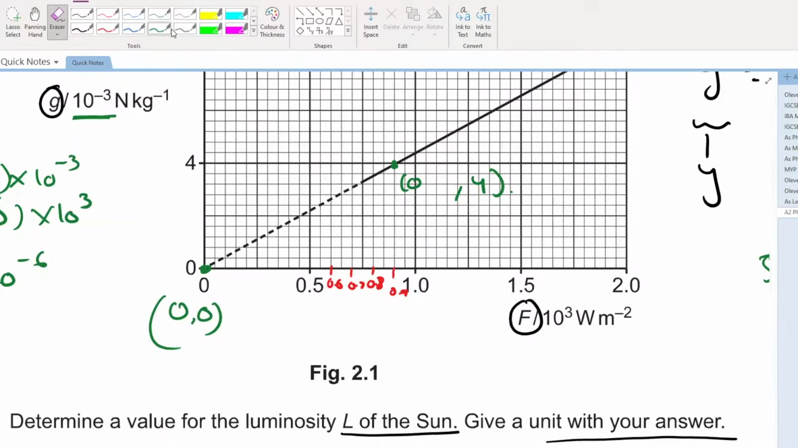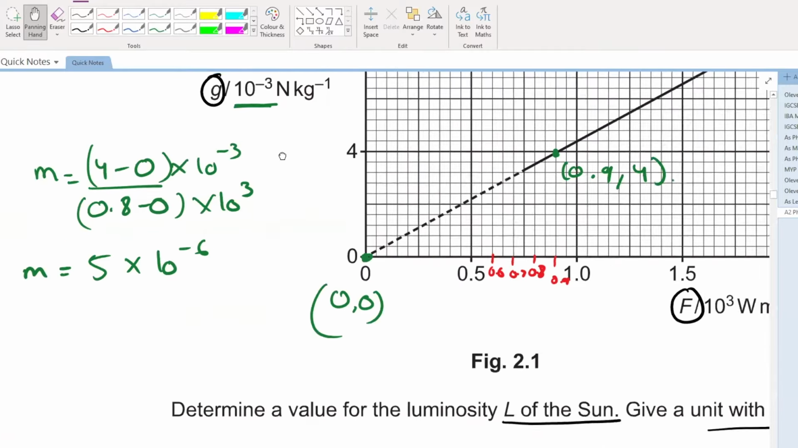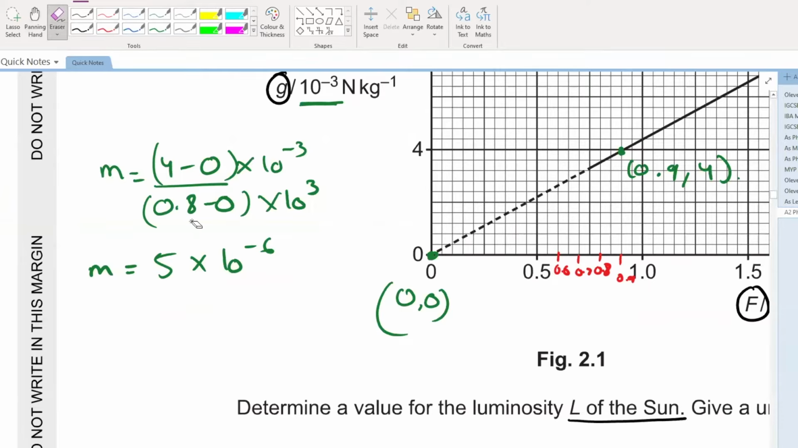Please correct this. 0.9. Perfect, make this 0.9. This 4 divided by 9 comes out to be what? 4.4. Okay, this is coming 4.4. This is 4.4. Perfect.